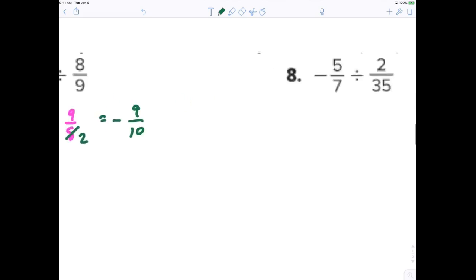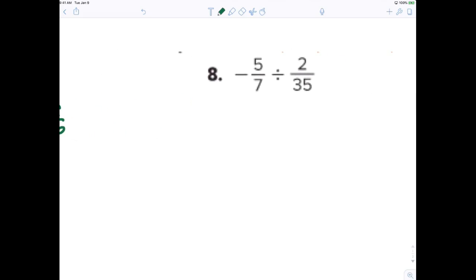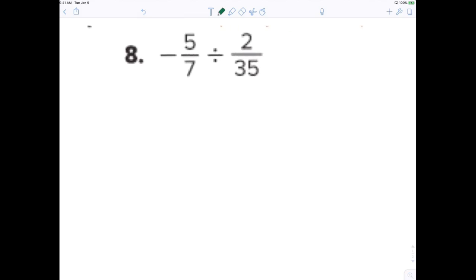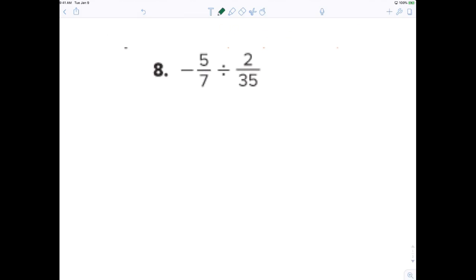All right, so number 8. Did you do one yet? All right, you're up. Number 8. Loud and proud, please. 5 over 7 multiplied by the reciprocal, which is 35. You're awesome, kiddo. Now what? Now you can cross cancel 7 and 35. Yes, you can. What does that become? 7 becomes a 1, and the 35 becomes a 5. Positive or negative? And then? You're awesome. Negative 25 over 2.